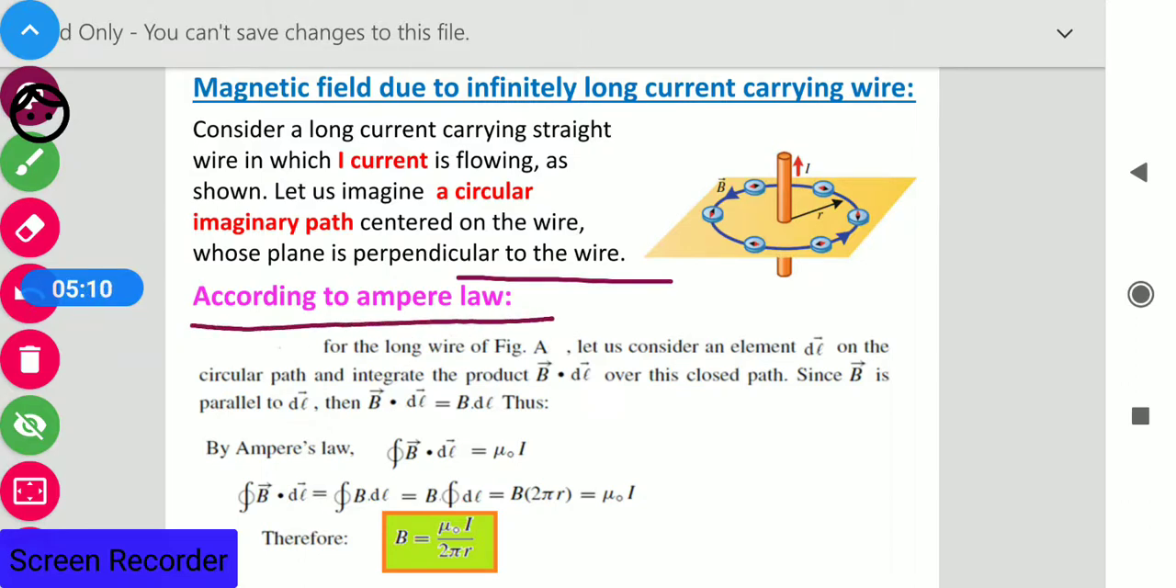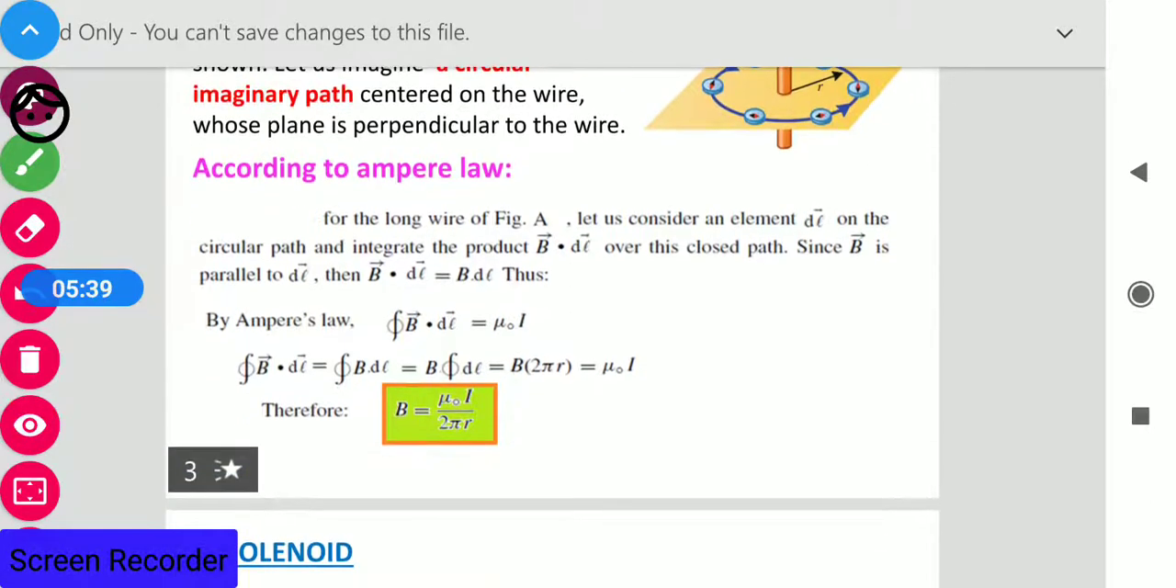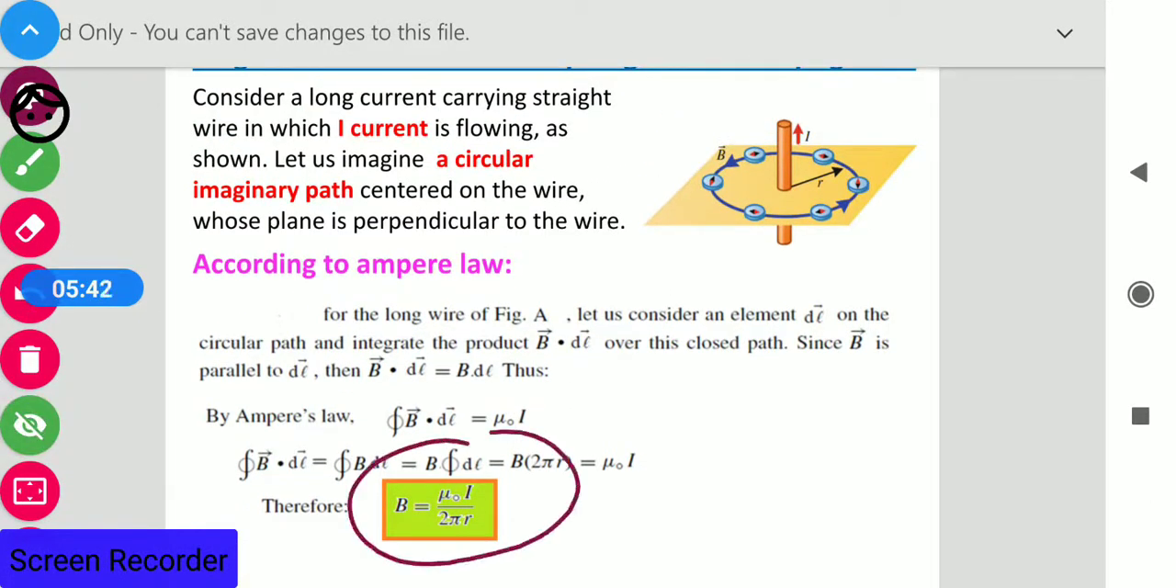The loop is centered on the wire, and its plane is perpendicular to the wire. Now according to Ampere law, the integral of B dot dl is equal to the line integral of B dl. Because the angle between B and dl is 0 degrees, cos 0 is 1, so we can write B dl. B is taken out, and the length is 2 pi r. According to Ampere law, this is equal to mu naught I, so we equate both expressions and get B is equal to mu naught I upon 2 pi r.